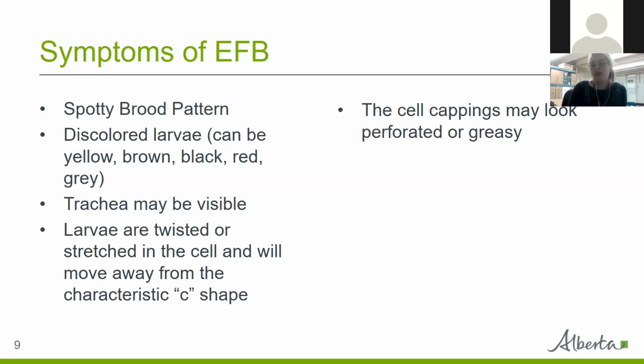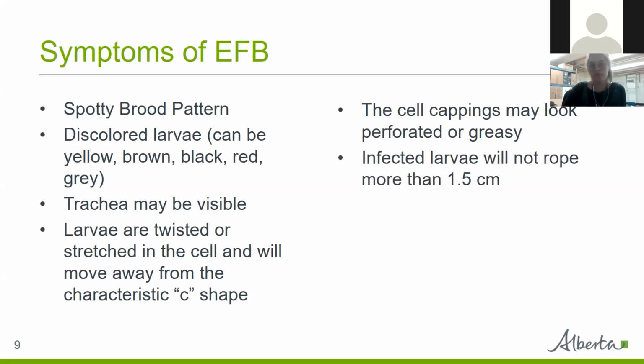The cell cappings may look perforated or greasy. This is probably a symptom that is less characteristic. You might find this more for AFB, because usually what happens is the larvae die before the cell is capped, so the bees will remove the larvae. But if it does, sometimes it can look perforated or greasy.